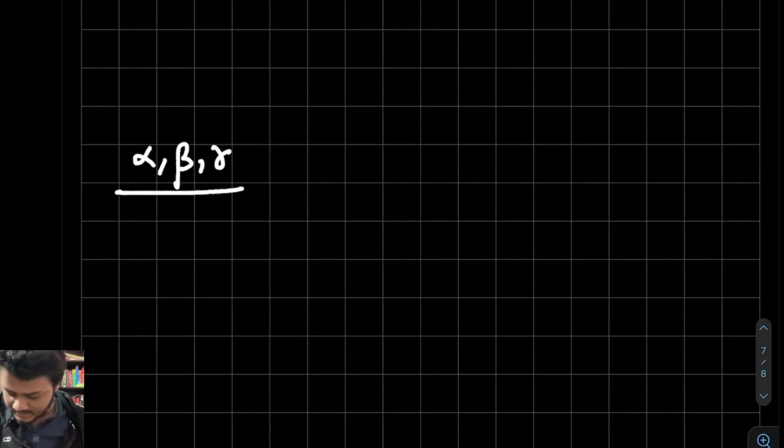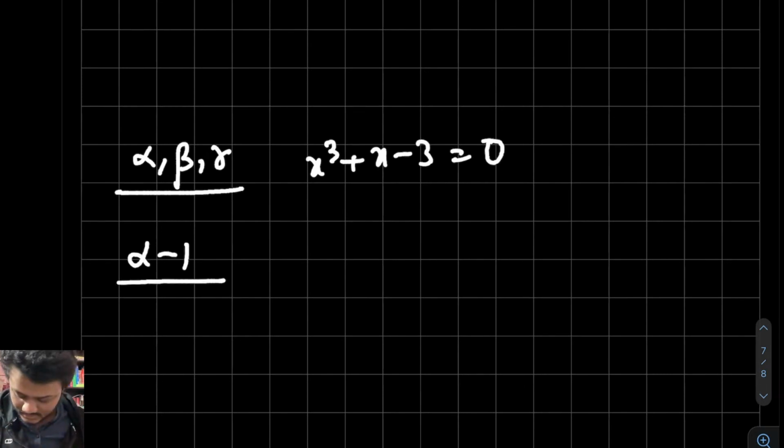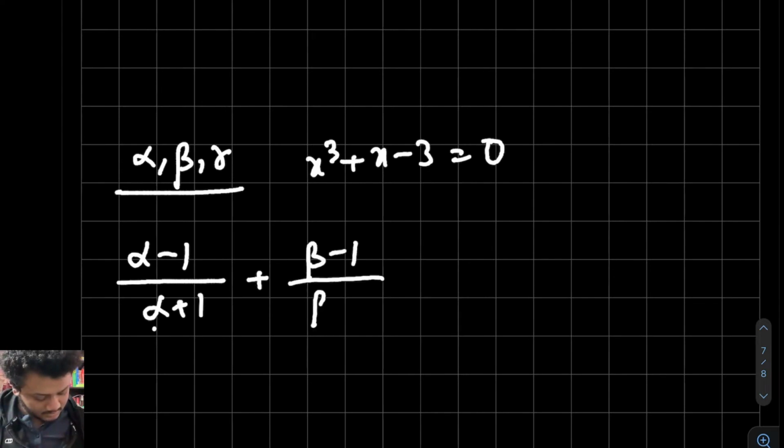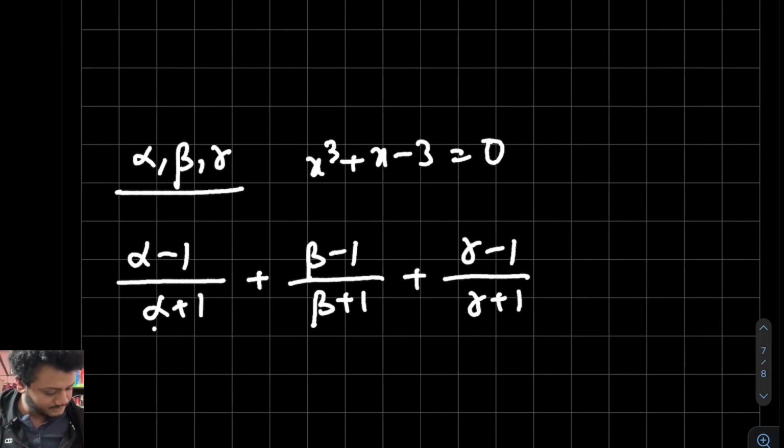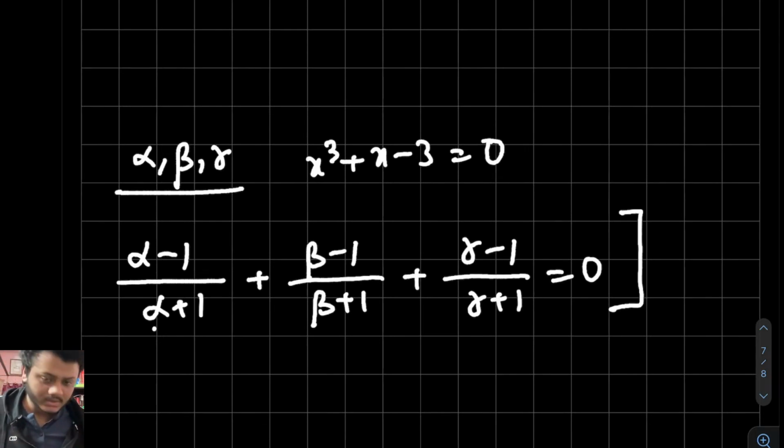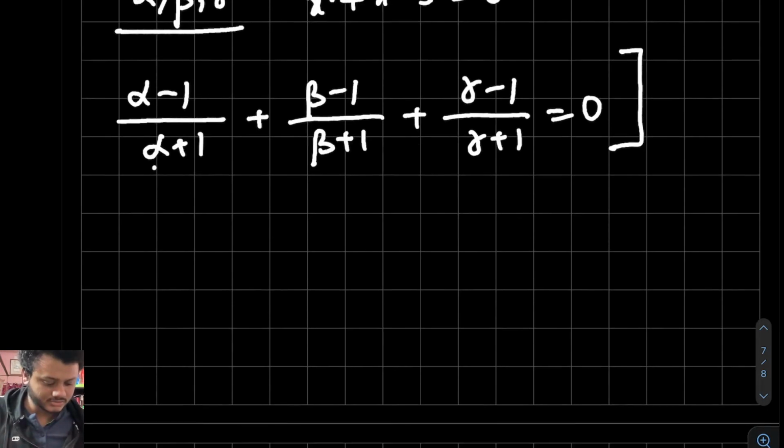The question is, if alpha, beta and gamma are the roots of the equation x cube plus x minus 3 equals 0, then find out the value of alpha minus 1 by alpha plus 1, plus beta minus 1 by beta plus 1, plus gamma minus 1 by gamma plus 1, and it is equal to 0. So we need to find that.